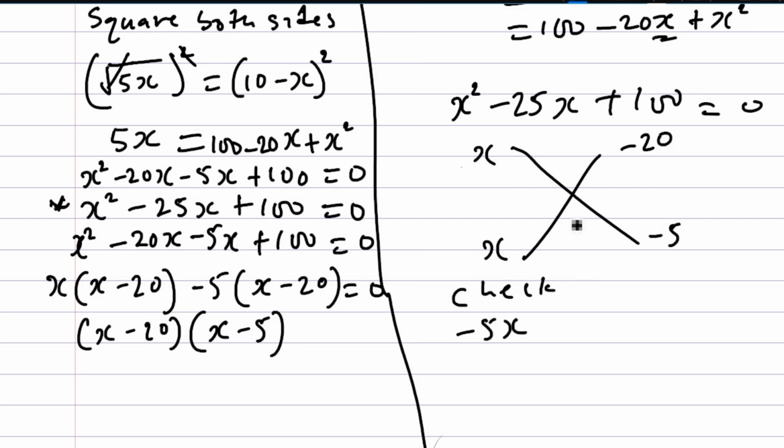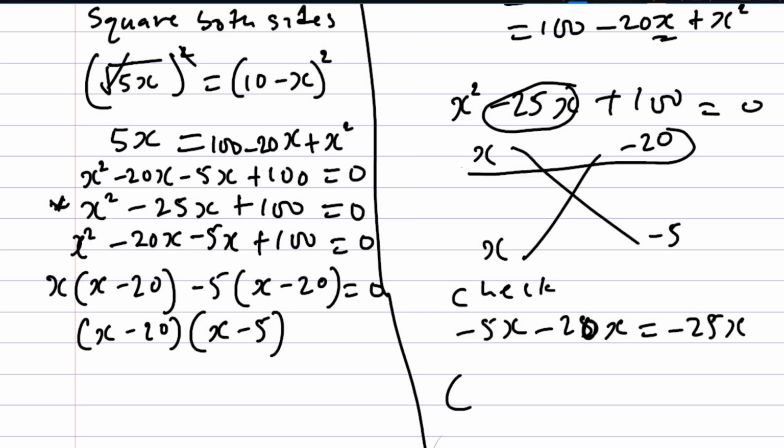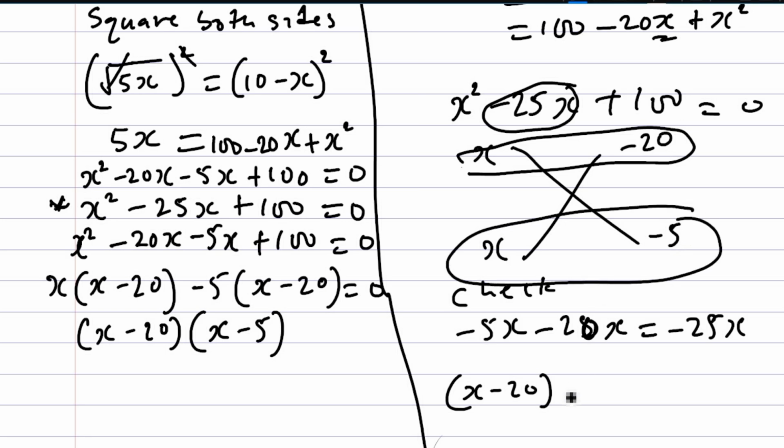So x times minus 5 will give you minus 5x, and then minus 20 times x will give you minus 20x. If you add the two, you have minus 25x. Once you have what is in the middle here, then you are done. Your answer is just these two people, which is what? X and minus 20, and then these two, x and minus 5, is equal to 0.